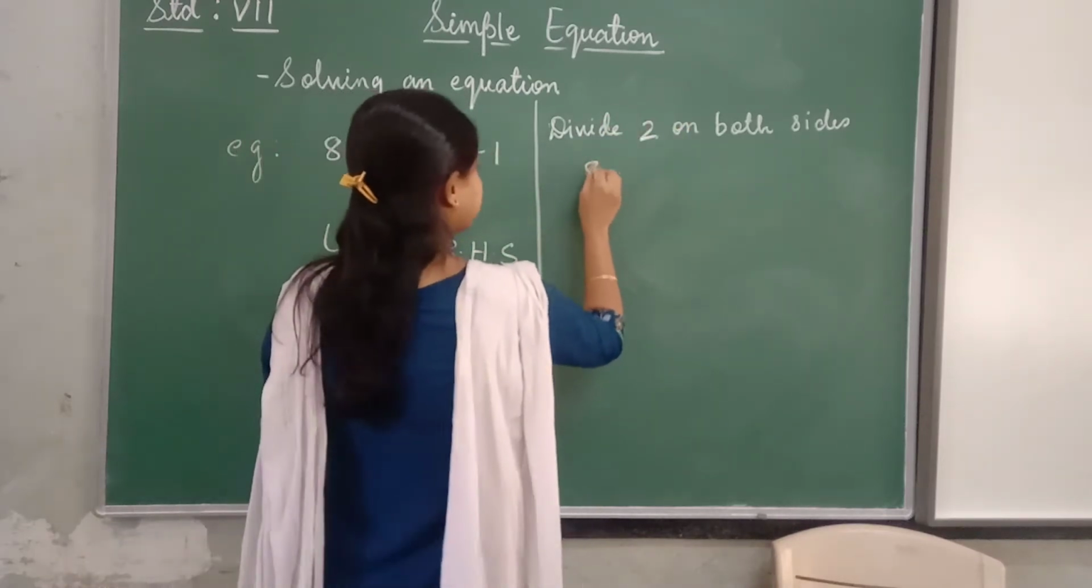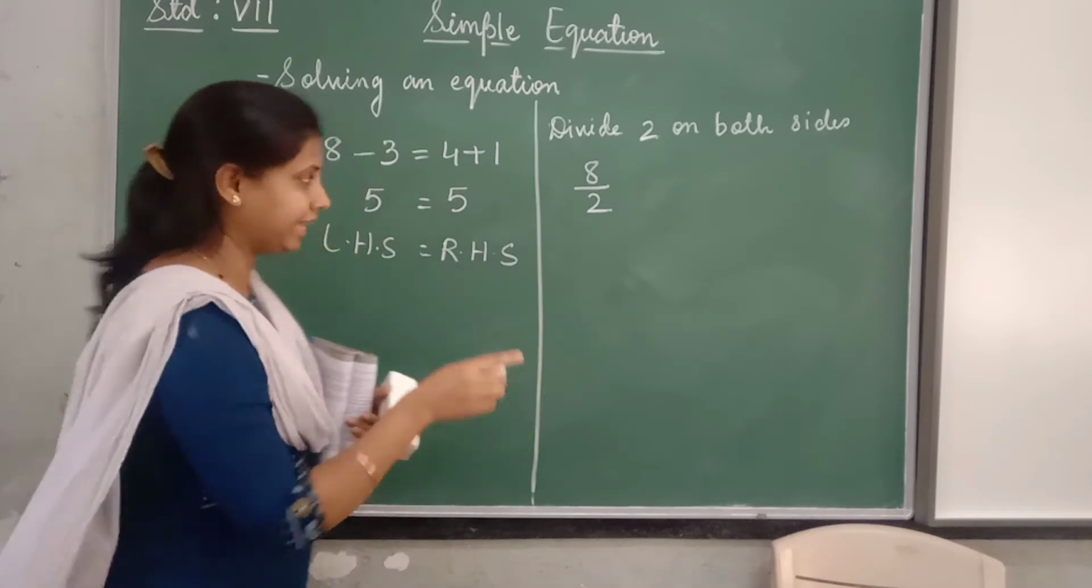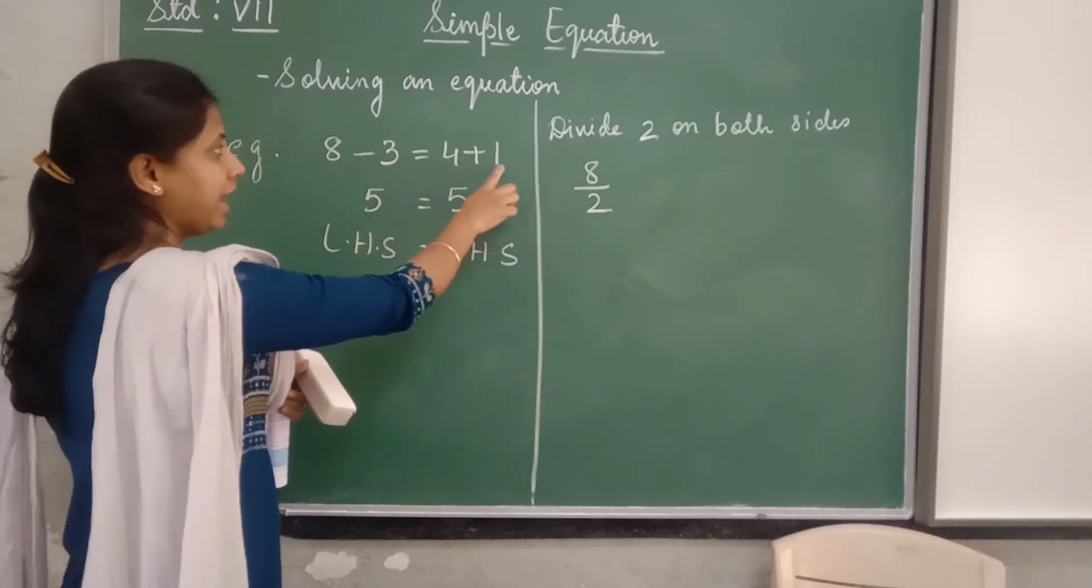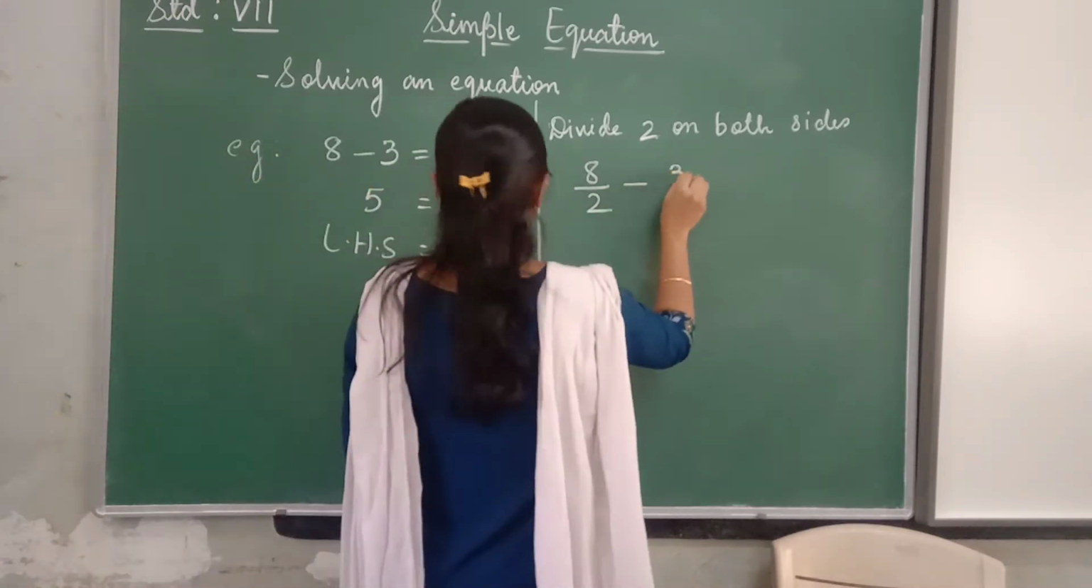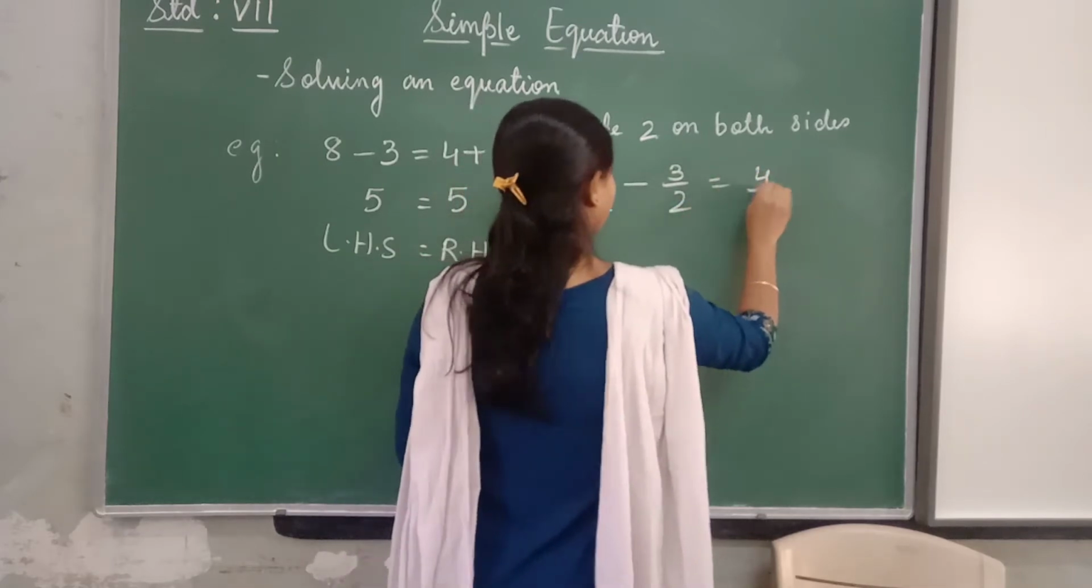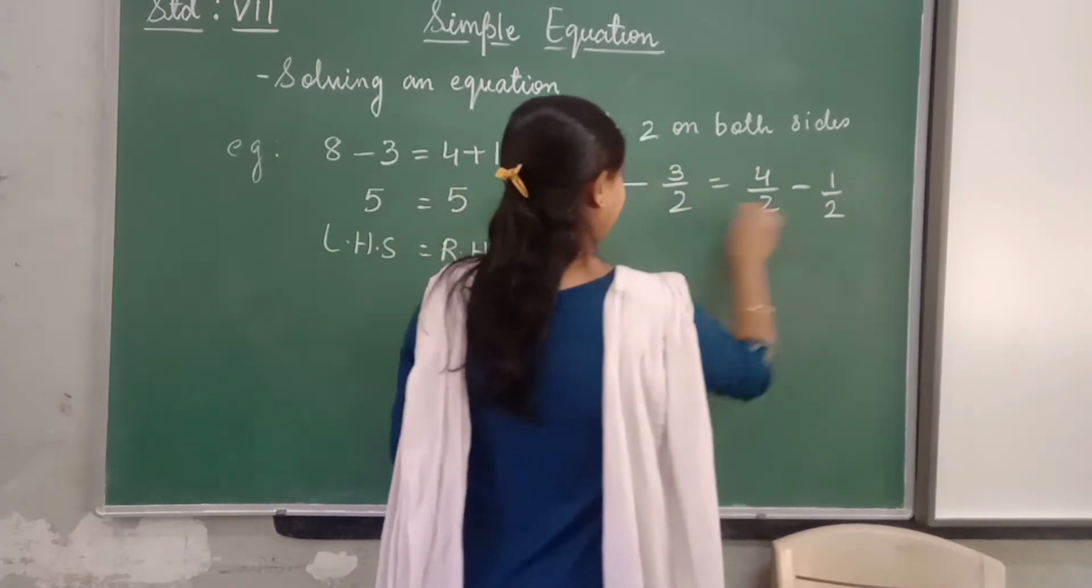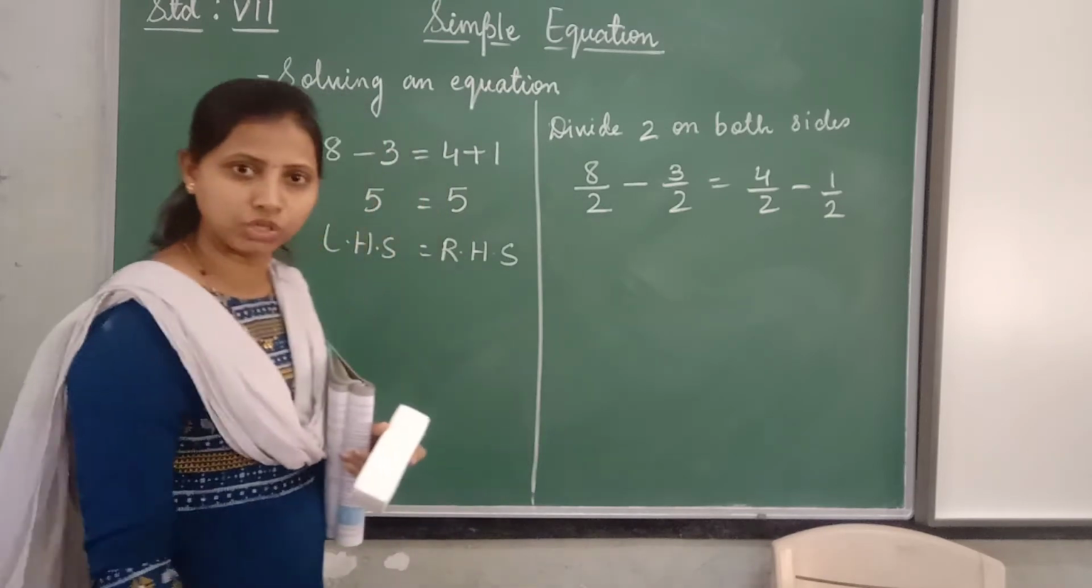Okay, so it is 8. Each term you have to divide. 8 is one term, 3 is one term, 4 and 1. To each term you have to divide by 2. Everywhere we have divided by 2, children.